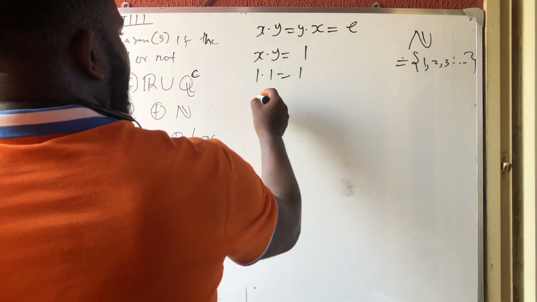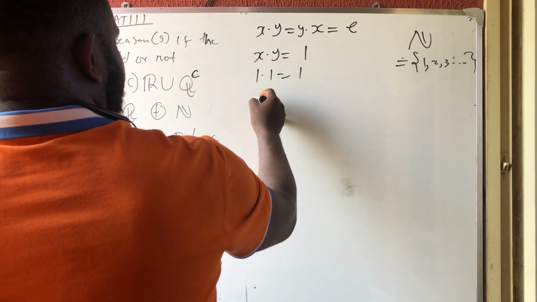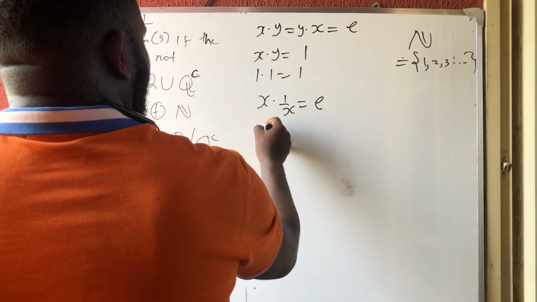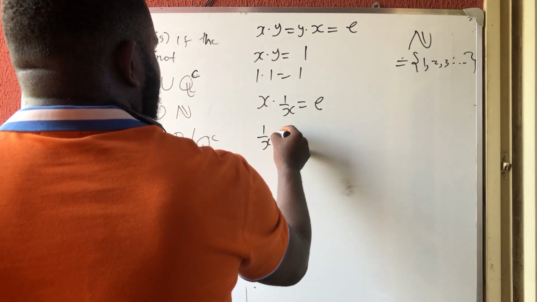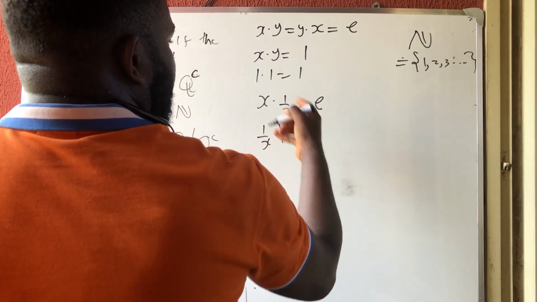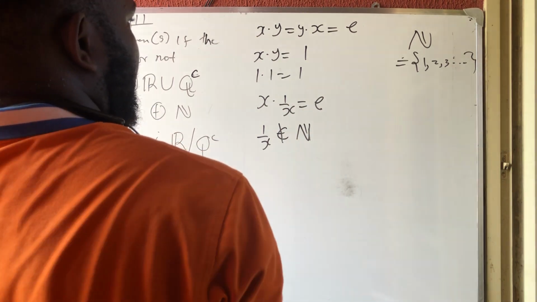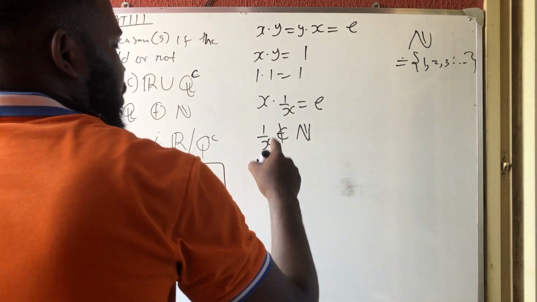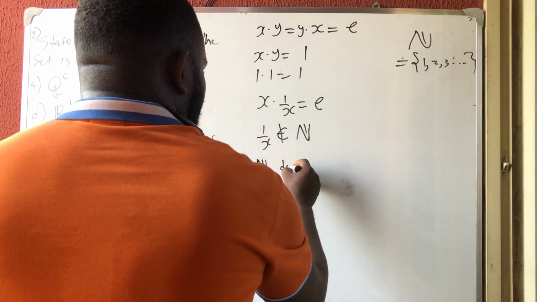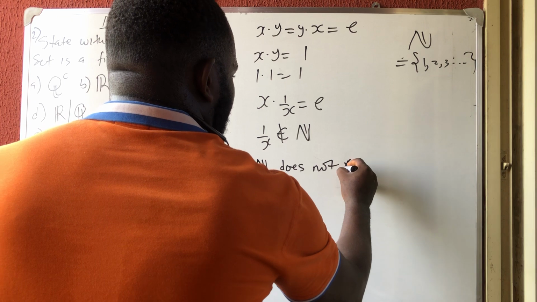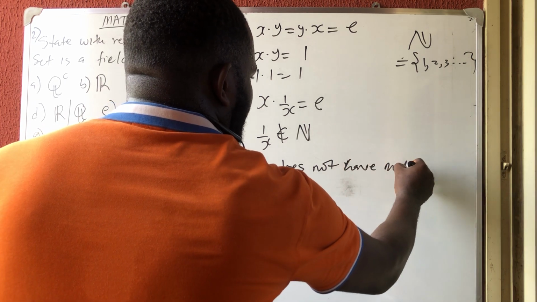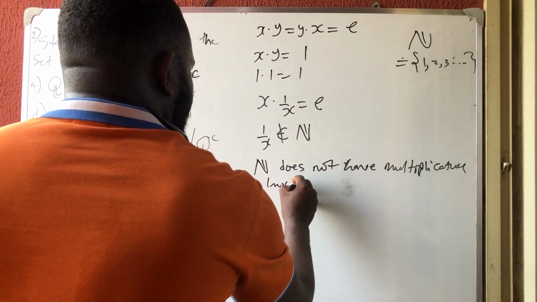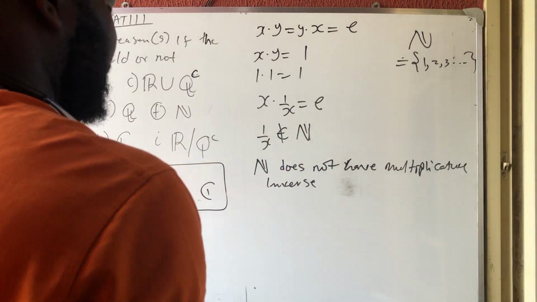It does not work. You can say that my reason is that x times 1 over x is equal to e, but 1 over x is not an element of the natural numbers. This can be your reason. Or you say that the natural numbers do not have a multiplicative inverse. It doesn't have a multiplicative inverse.